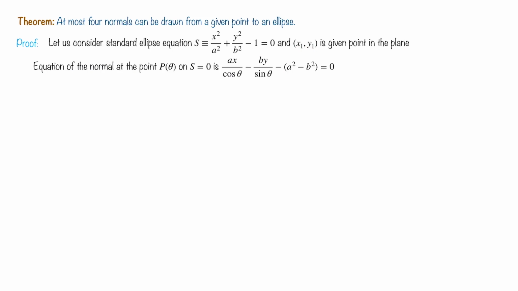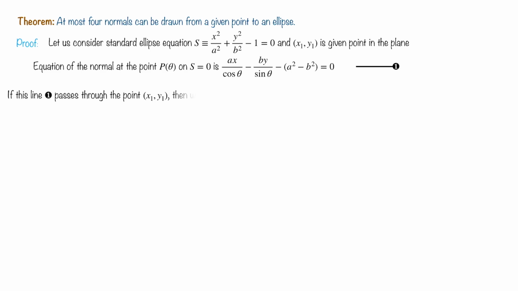First of all, we know that the equation of the normal at a point P of theta, which is a point on S equal to 0 in parametric form, is ax by cos theta minus by by sin theta minus of a square minus b square equal to 0. We have seen it. Let me call it 1.